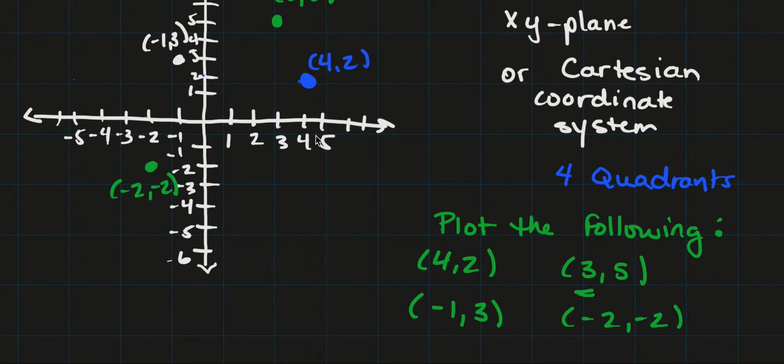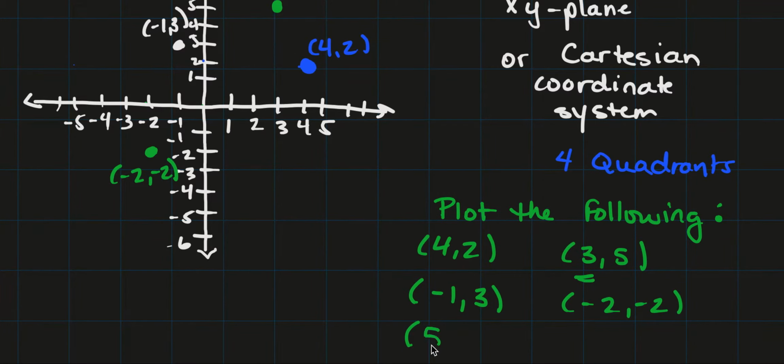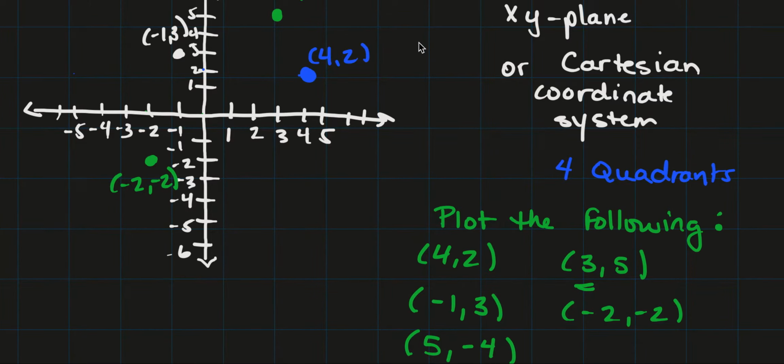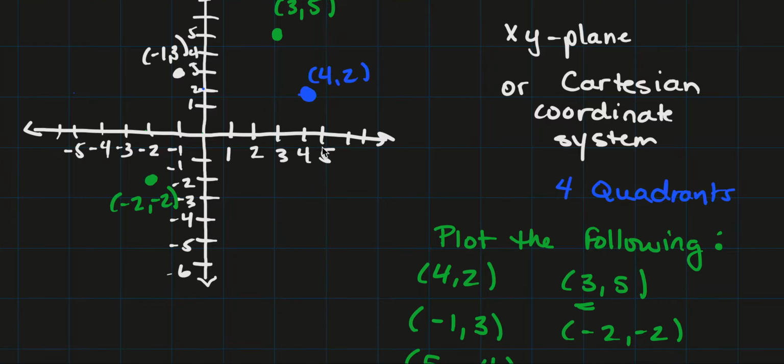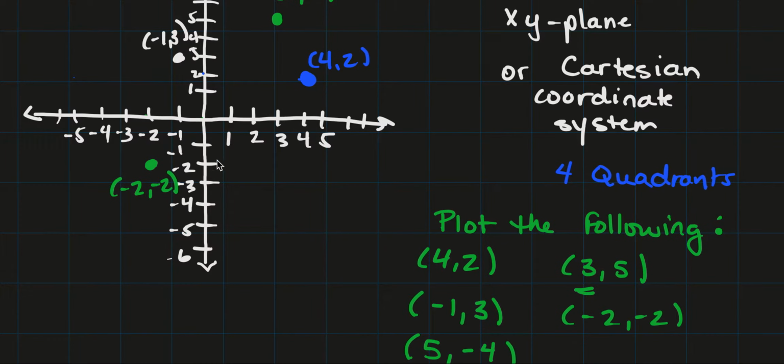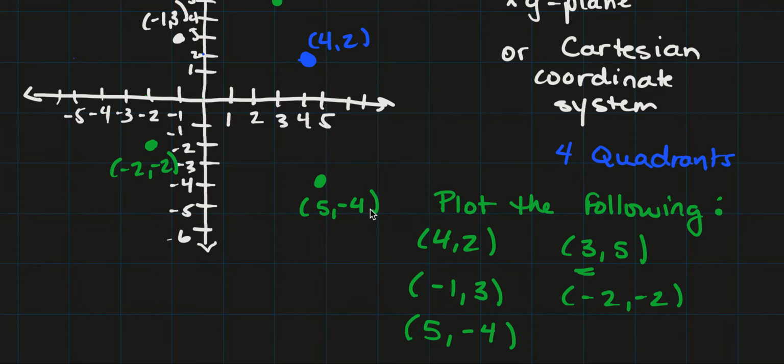Okay, let's put a point in the fourth quadrant. Let's go with 5, -4. All right, so we find 5 on the x-axis, and then we find -4 on the y-axis, and you can see that right here is our point. That's in quadrant 4.